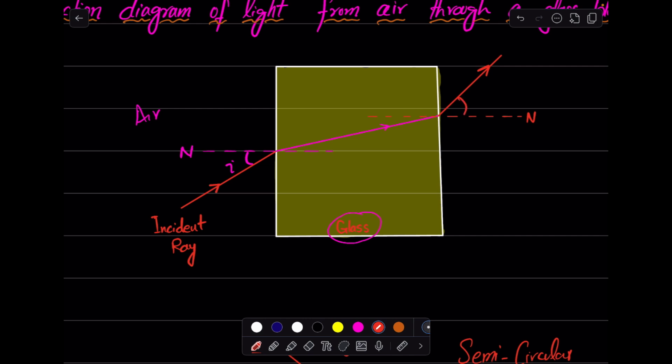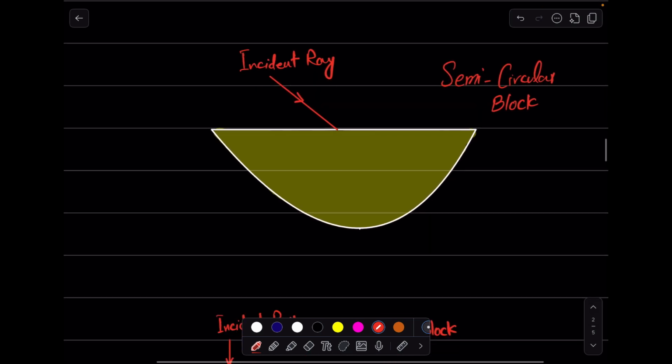So this will be the angle of refraction, this will be the angle of incidence. So that is the path of the light when it moves from glass. It will emerge like this. Okay, I'm not making the angles exact, but I'm just showing the path of the light. These are the approximate angles, right? And you don't have to measure it in the exam as well.